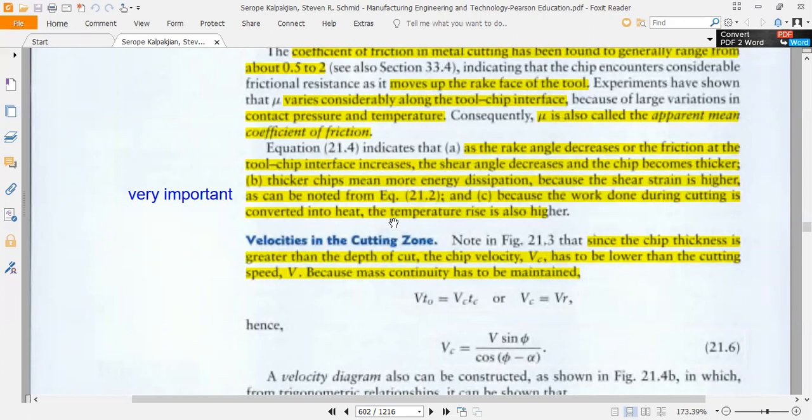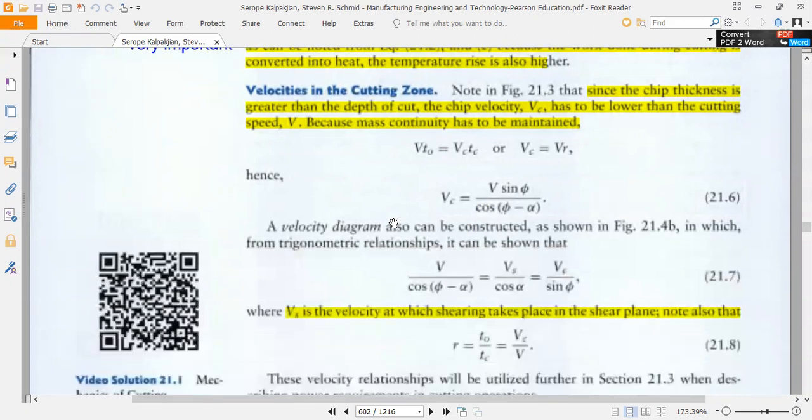In the last lecture of this chapter, I told you about a graph in which it was mentioned that 80% of the energy supplied is converted into heat dissipation.